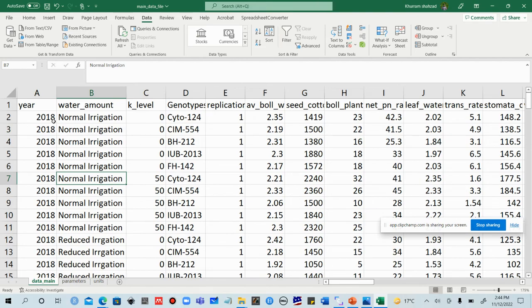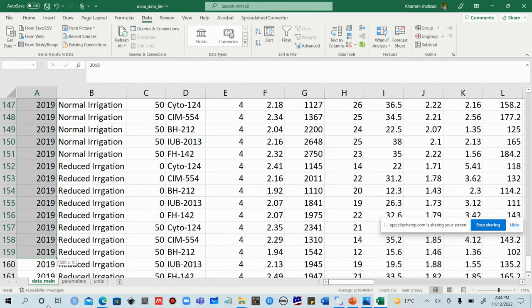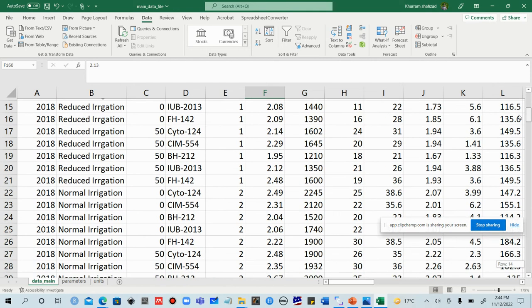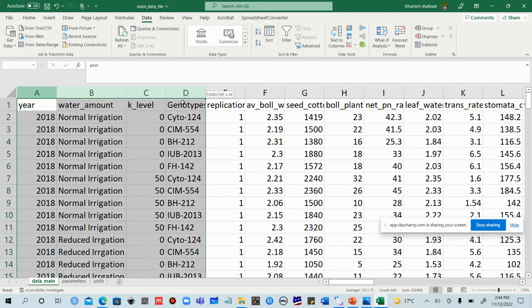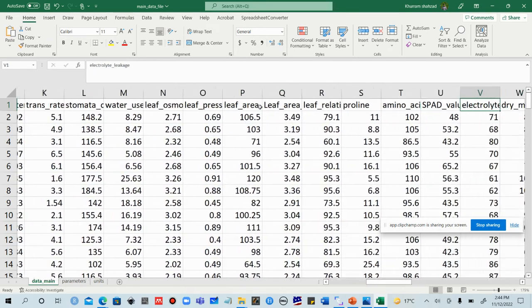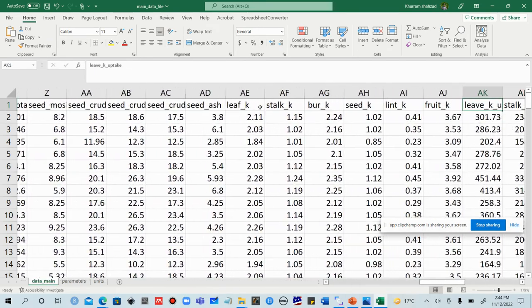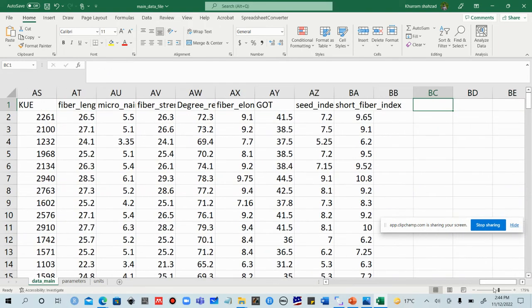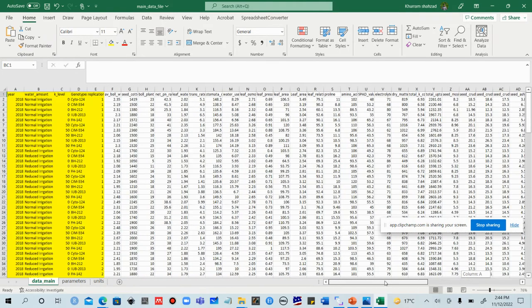Now I count the cells, which I said must be 160. You can see that these are 160 cells. So I have presented all the independent variables. Then there are the 48 parameters: we put average boll weight, other parameters, and so on, all the parameters. So 48 parameters. Now you can see how beautifully we have managed the data.